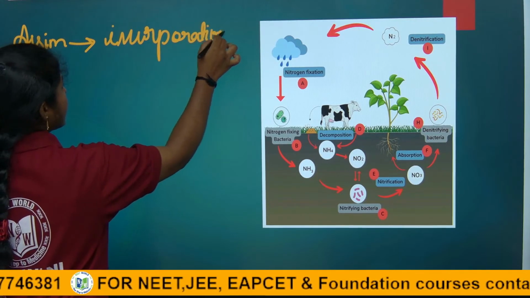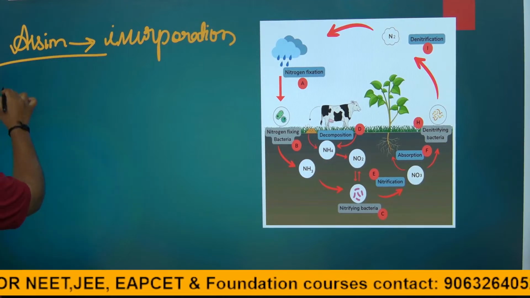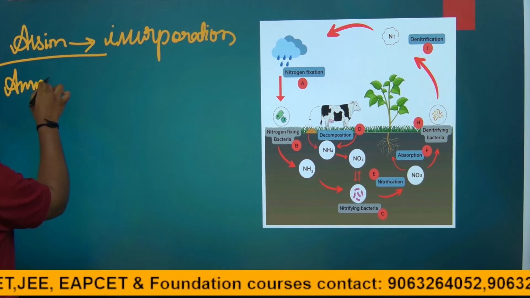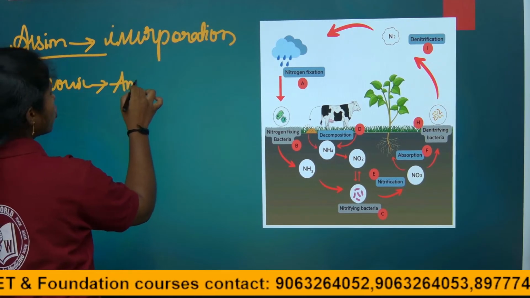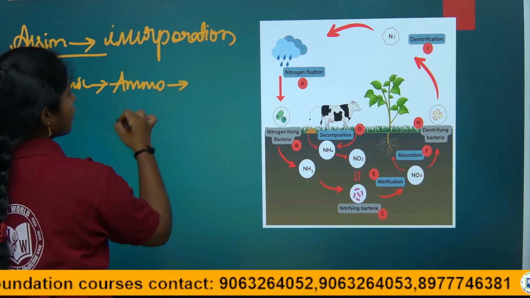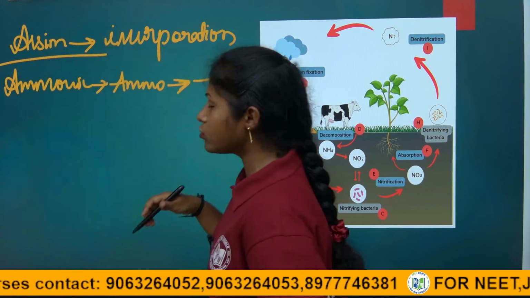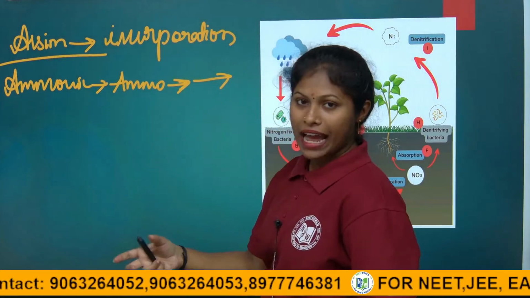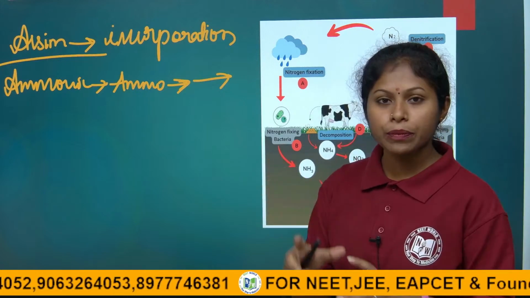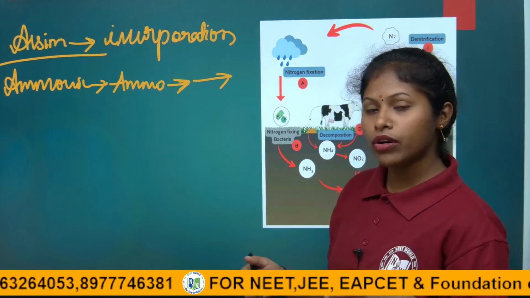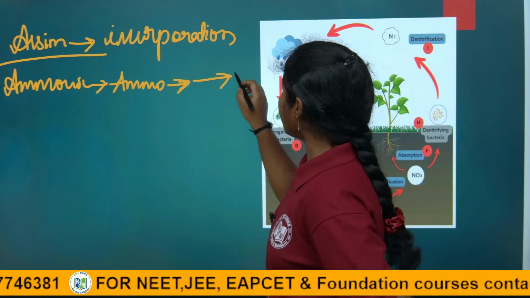After the assimilation, what will be the next step? It is ammonification. In ammonification, the excreta of humans and animals have more ammonia compounds, right? So there is breakdown through bacteria of dead plants and animals. When they die, what will happen? Those organic proteins are broken down. Those which break down the organic proteins are nothing but bacteria.